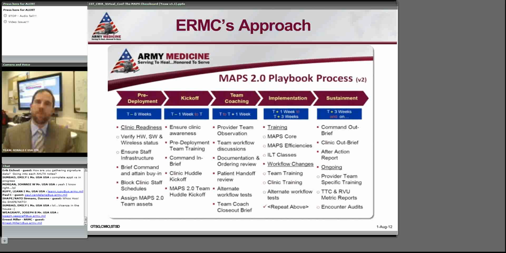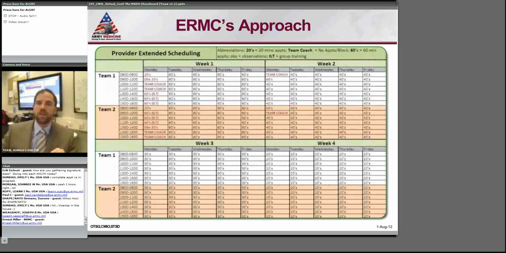And that's why we have a formalized sustainment week, which starts a week before we leave. So I think you're going to find that unique as well. Again, the ERMC approach, this will put a little bit more into context, and it's not as visible as I'd like it to be, but the concept is this. During week 1, the clinic has 60-minute appointments with 20-minute slots. During week 2, 40 minutes, week 3, 30 minutes, and then during week 4, they're down to 20 minutes.